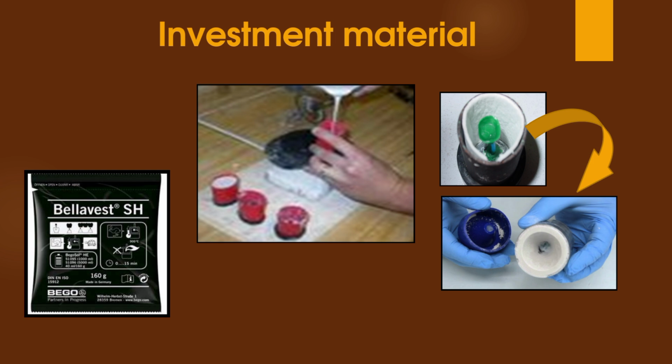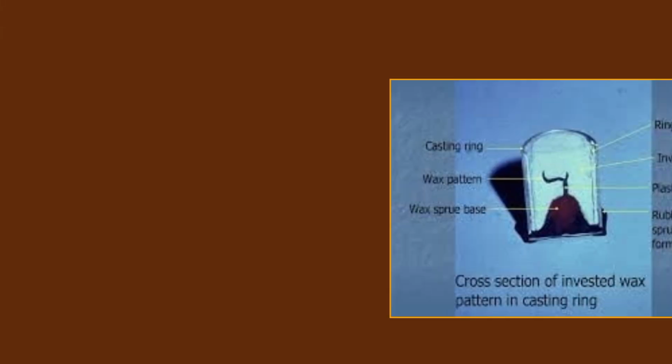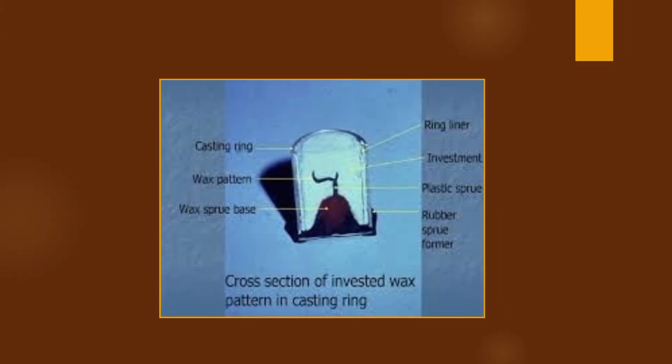Let's understand this image of cross-section of invested wax pattern in casting ring. The visible labeling are casting ring, wax pattern, sprue base, ring liner, investment material, and crucible former.